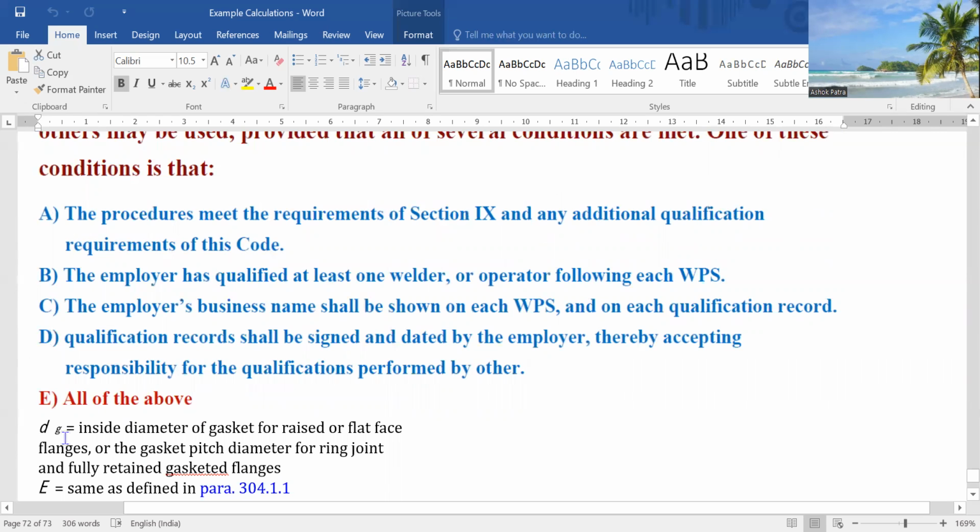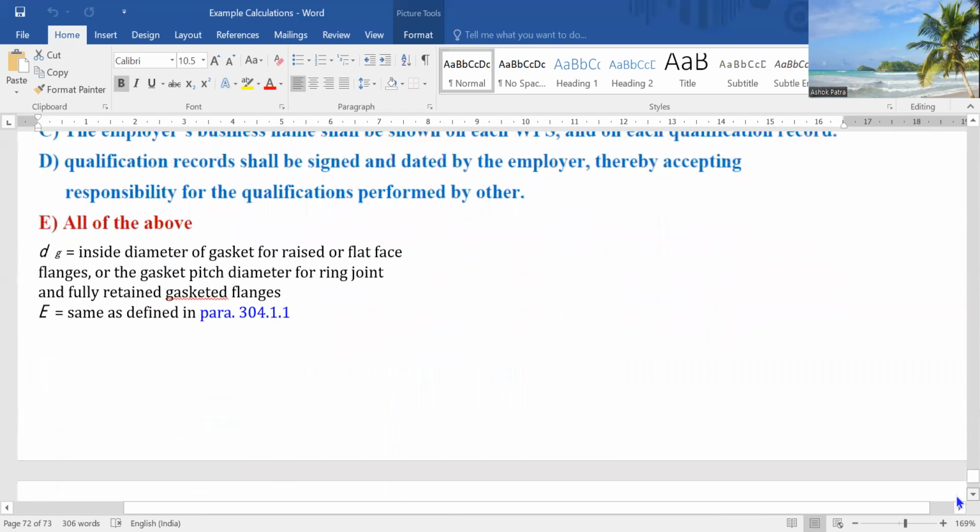When G is the inside diameter of the gasket for raised or flat face flanges, or the gasket pitch diameter, there are two things. If the ID is given, no need to find the pitch diameter. If it is not given, find the pitch diameter.